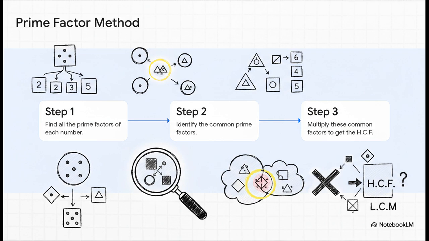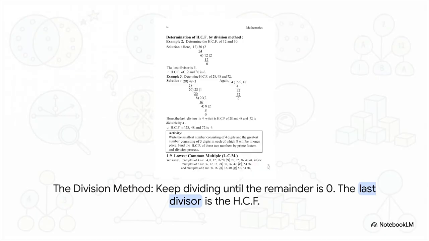Okay, so listing them out works great for small numbers like 12 and 30. But what if you have really big numbers? Well, that's where prime factorization comes in. It's a super reliable method. You basically just break each number down into its prime ingredients, see what ingredients they share, and then multiply those shared ingredients together.